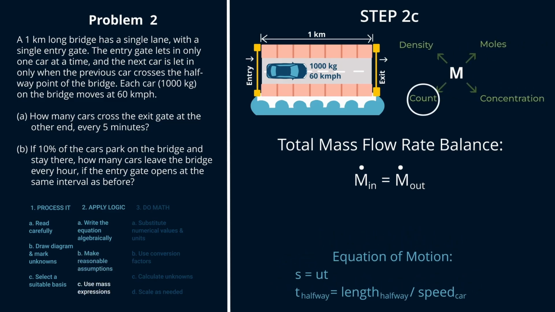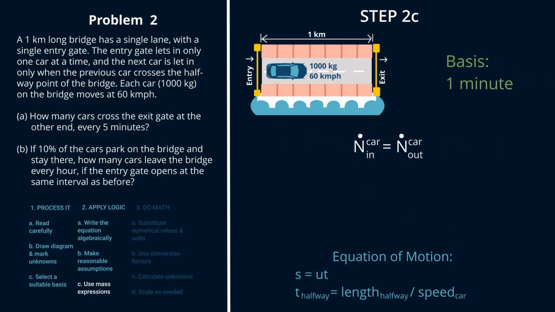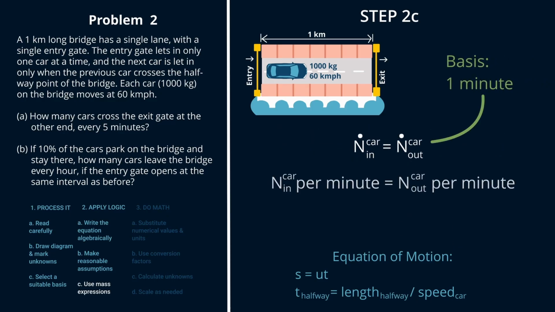Next, we use the appropriate mass representations. So we get the equation: mass of each car times the rate of cars entering the bridge is equal to the mass of each car times the rate of cars leaving the bridge. We can cancel out the common factors on both sides of the equation for simplicity. Considering our basis, we can rewrite this as number of cars entering the bridge per minute is equal to number of cars leaving the bridge per minute.